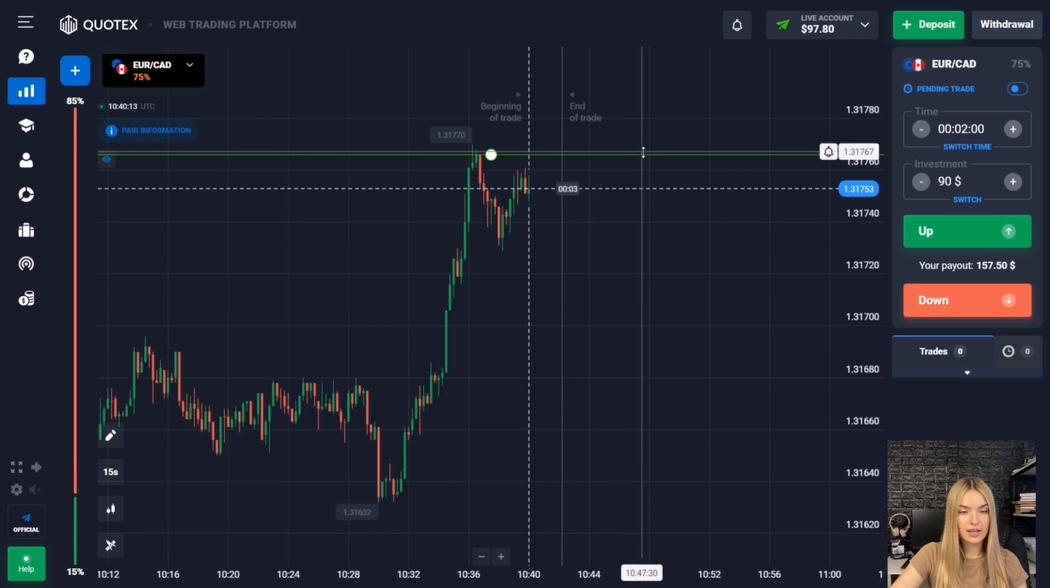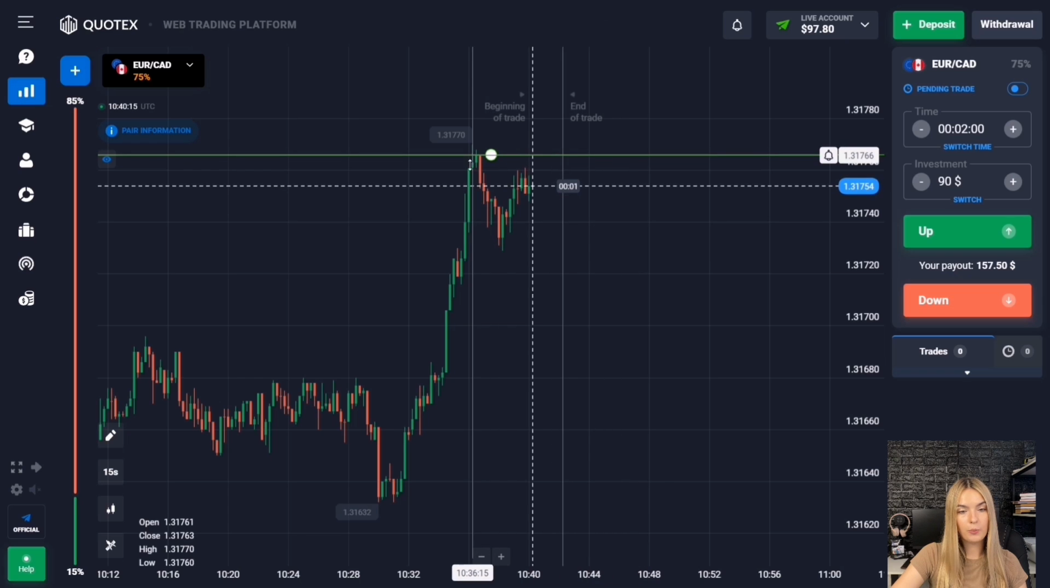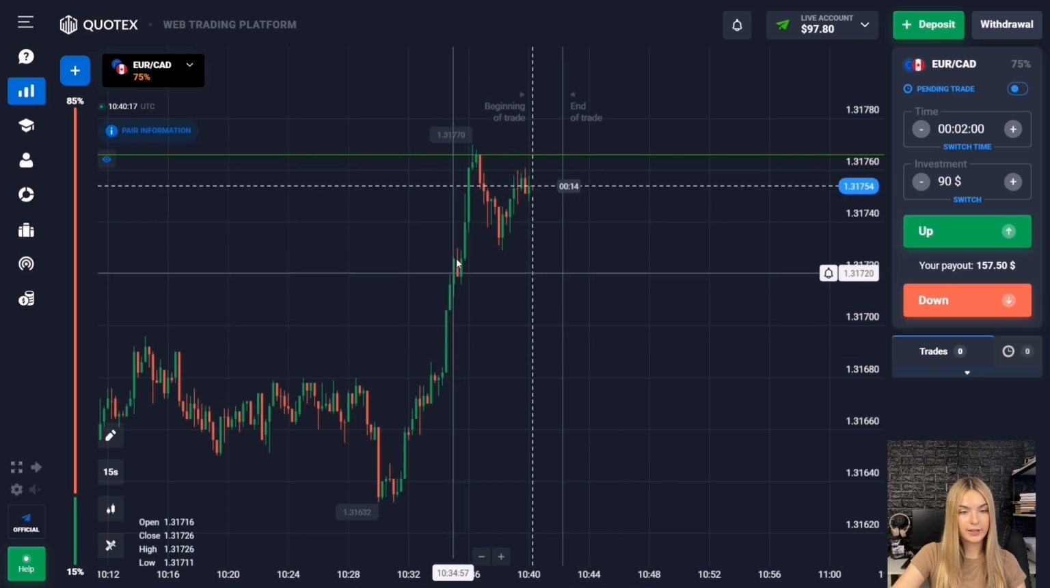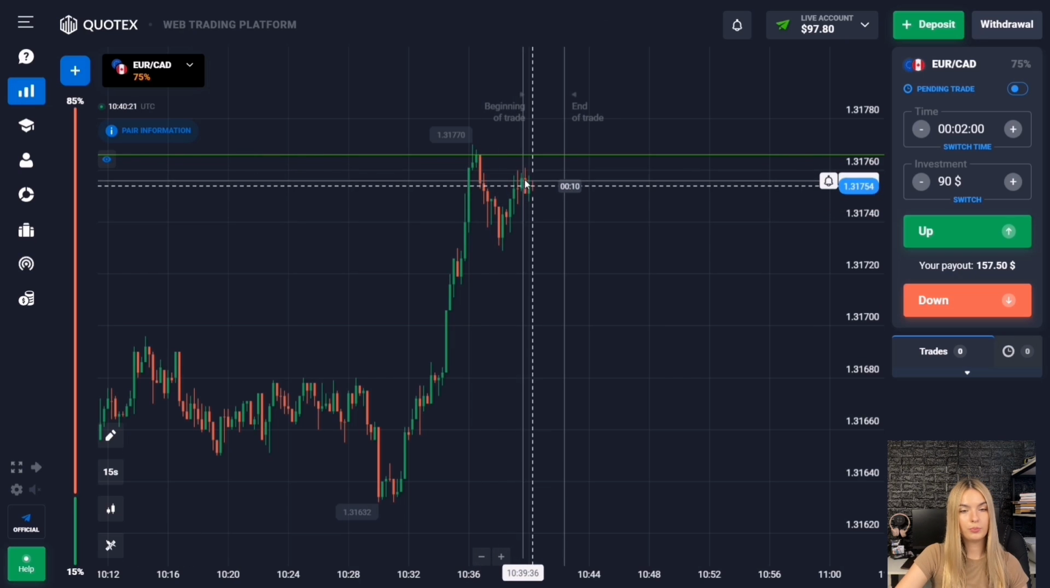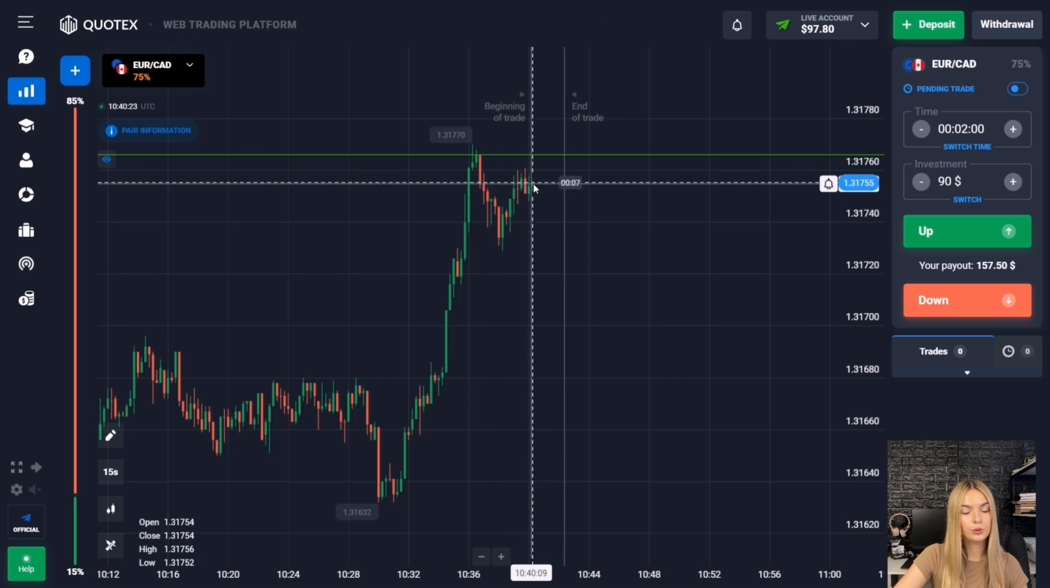Here we have a resistance level. We also see that after confident upward movement from the level there was a pullback. After the rollback the price approached our level again. There is a kind of compression. Here I propose to open a deal for 2 minutes to increase.